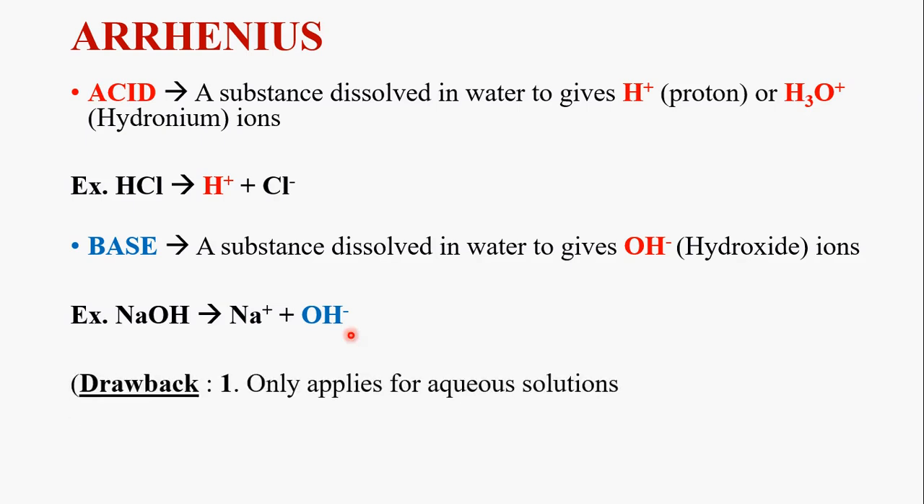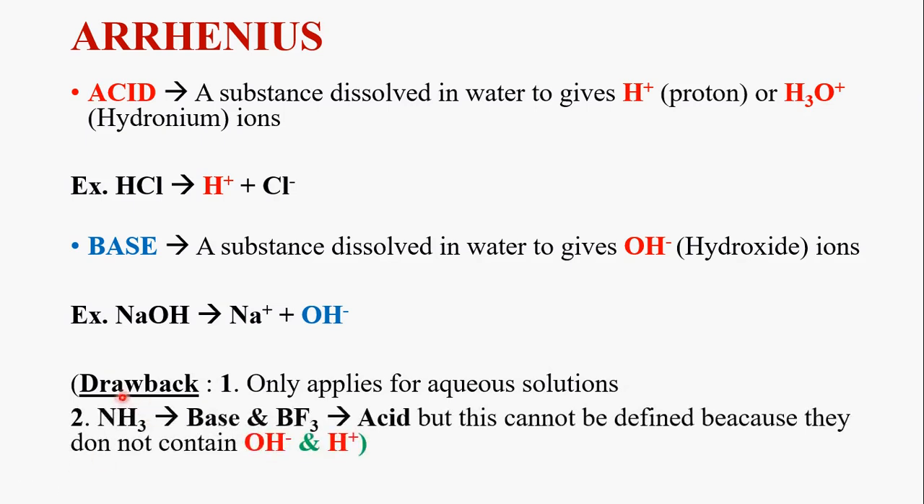So that's a base. But there is a drawback: it only applies to aqueous solutions, and suppose the given substance doesn't contain H plus or OH minus ion, then it cannot be defined by this theory. Like NH3 is a base but it doesn't contain OH minus, and BF3 is an acid but it doesn't contain H plus ion. So this theory fails to define these substances.